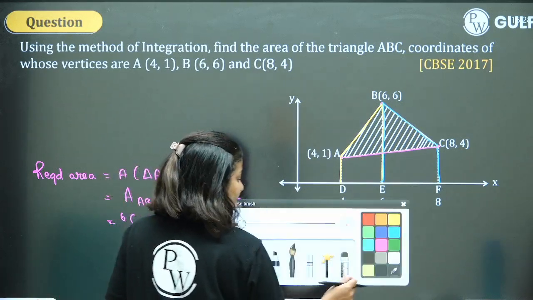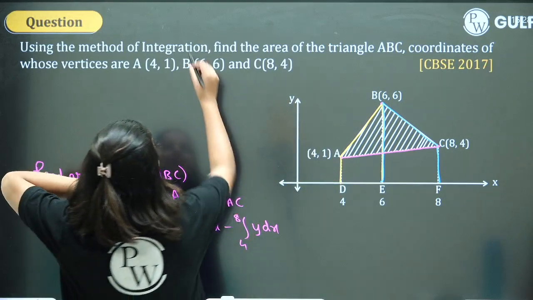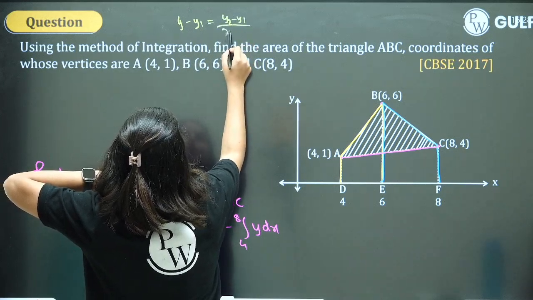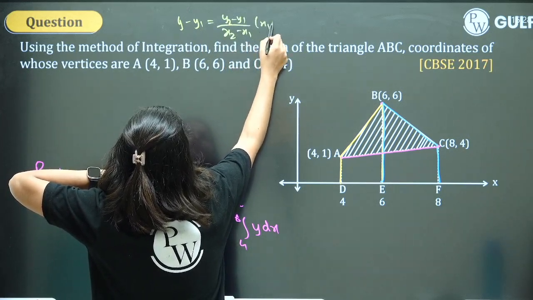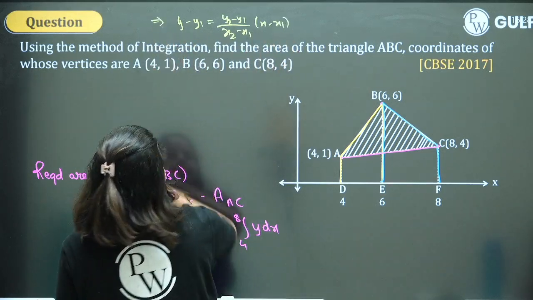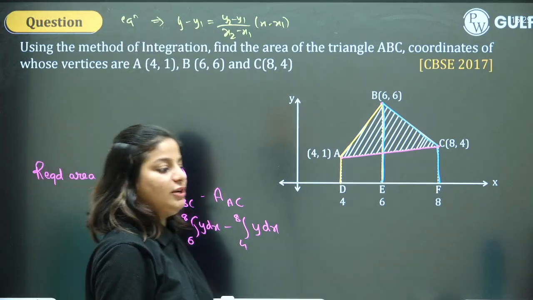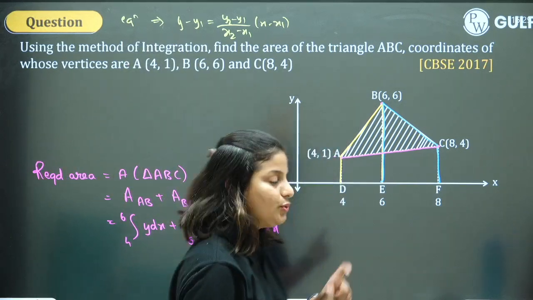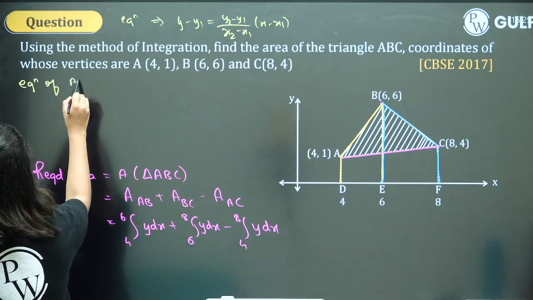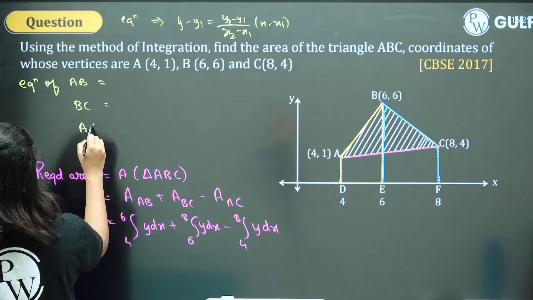But ये y है क्या? Do we know the equation of all three lines? No, we don't know. Can we find? Yes. When 2 points are known, equation of line is given by this formula, isn't it? 2-point form, class 11th. Y minus y1 is equal to y2 minus y1 upon x2 minus x1. Using that, we will find equation of AB. We'll find equation of BC and we'll also find equation of AC.